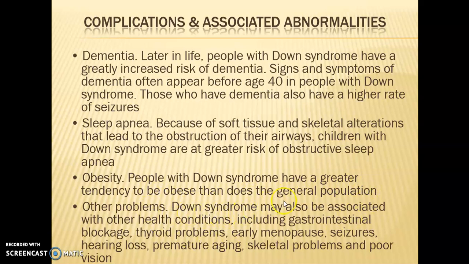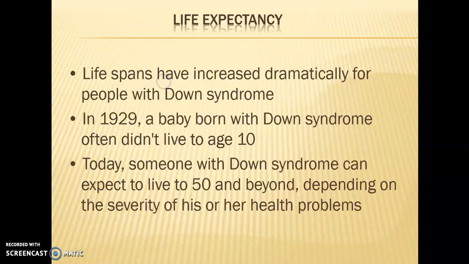Other problems of Down syndrome may also be associated with other health conditions including gastrointestinal blockages, thyroid problems in females, early menopause, seizures, hearing loss, premature aging, skeletal problems, and poor vision. See, all this may be present. Most of the time, in severe conditions, all of these are present. So you understand how difficult the life of a Down syndrome child is.